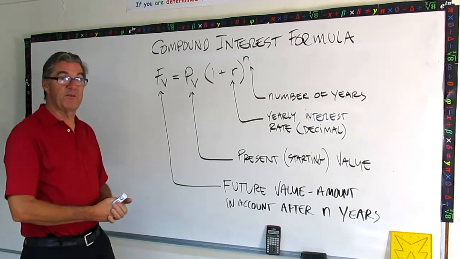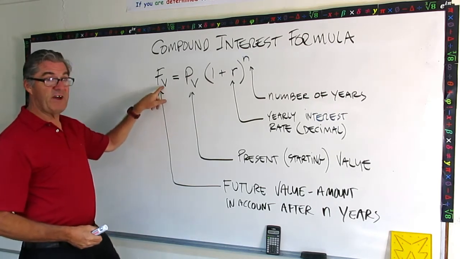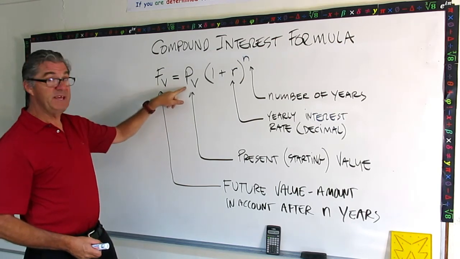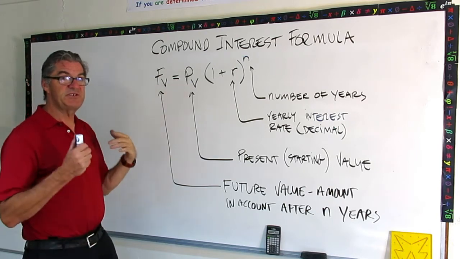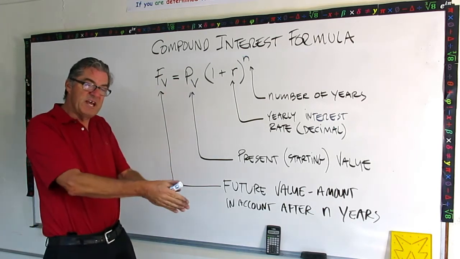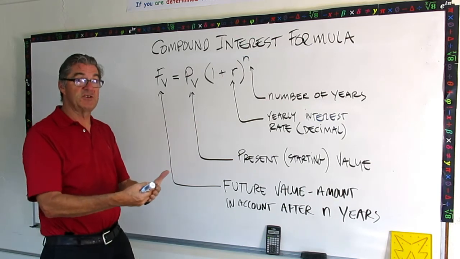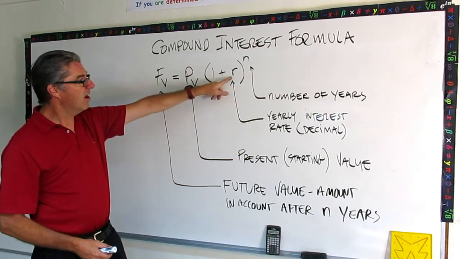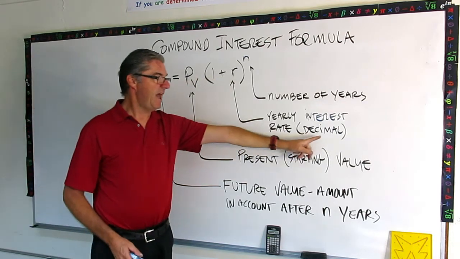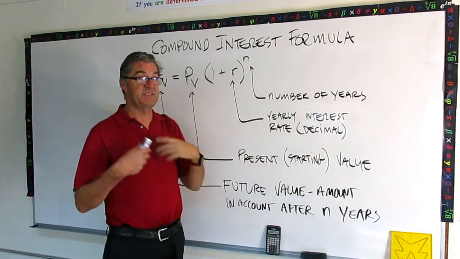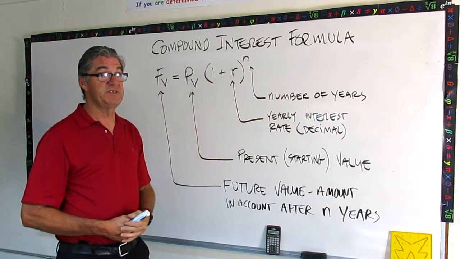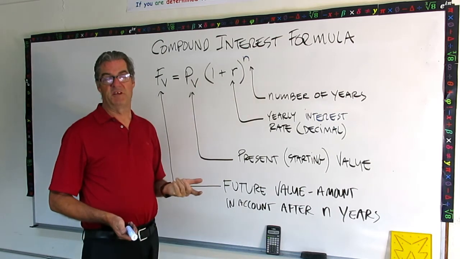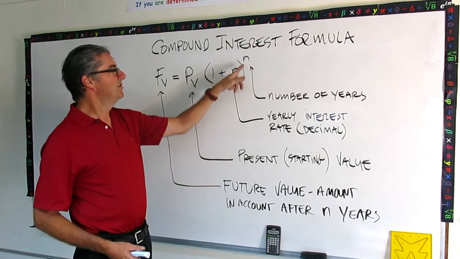This is the amount in the account after the period of time is gone. So if you invested it for 3 years, then the future value will be the amount in the account at the end of 3 years. The PV is the present value. That's the starting amount. That's what you put in the account initially. That's the amount that starts earning interest. 1, that's 1. R is the yearly interest rate as a decimal. So if it says 6%, you've got to put 0.06 there. And then finally, N is just the number of years. So if the investment is 3 years, you're going to put 3 there.